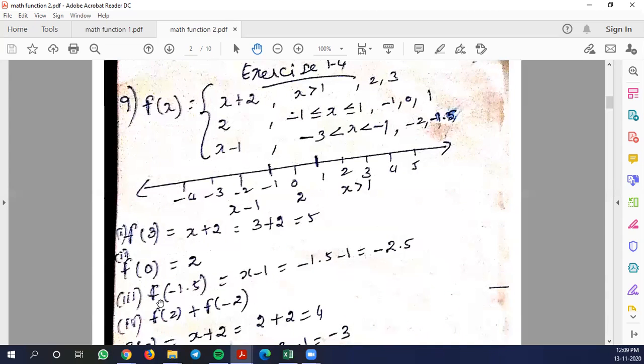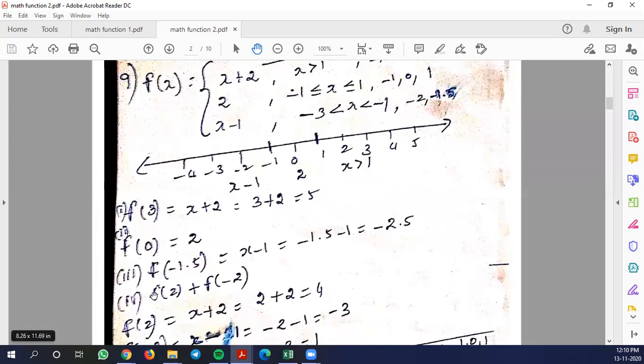Now the third one is f of minus 1.5. So I told you already it lies between here only. So here minus 1.5 is here only. So you have to write here x minus 1. So what is x? x is minus 1.5 minus 1. Same sign. Add and put the same sign. So it is minus 2.5.